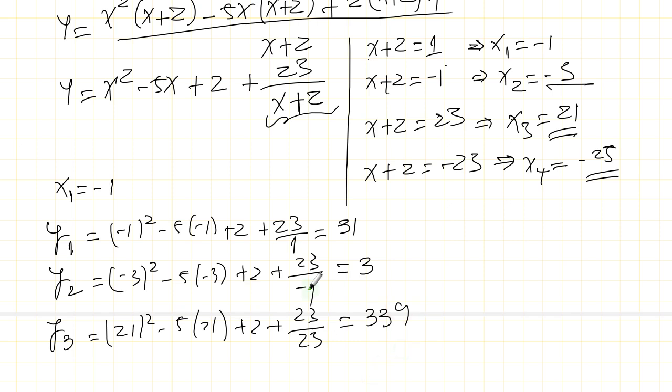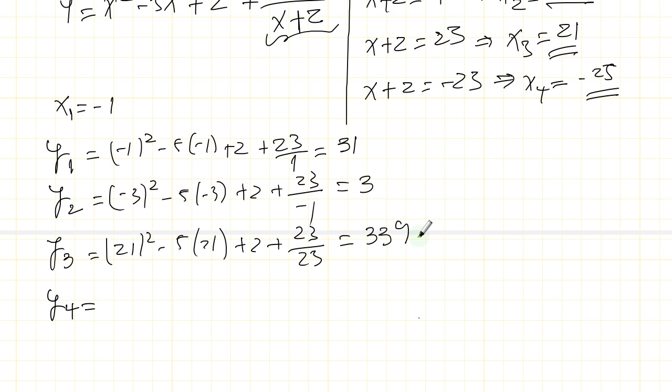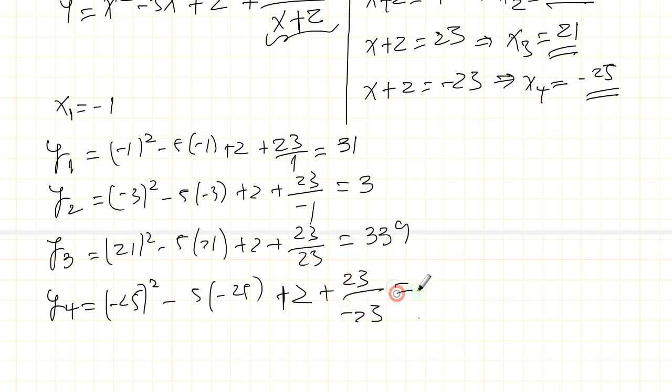This will give us 339. Then the last value of y, for x equal to negative 25: negative 25 squared minus 5 times negative 25 plus 2, plus 23, divided by negative 23, and this will return 751. So now I have my pairs of solutions.